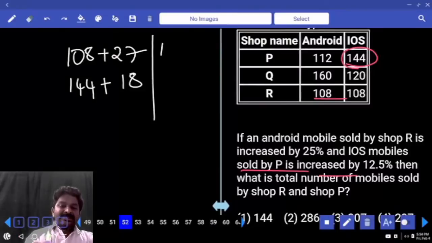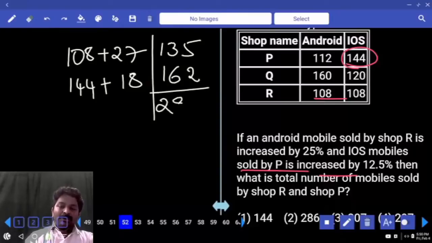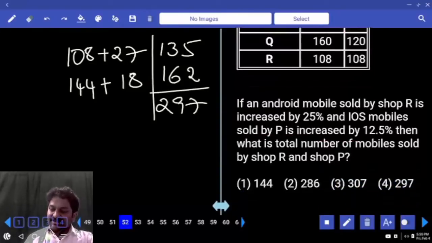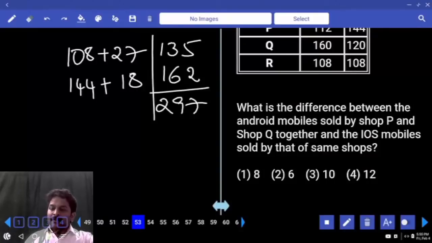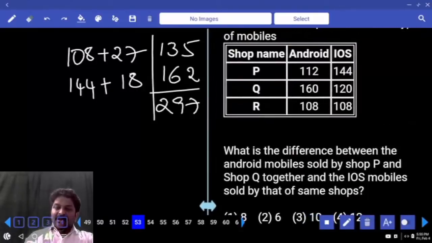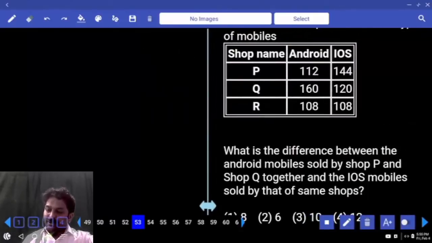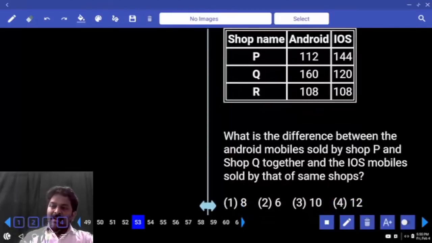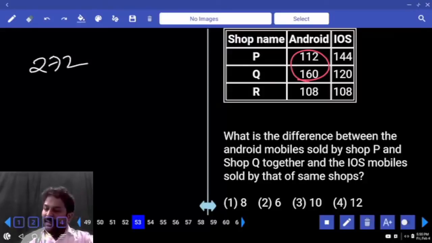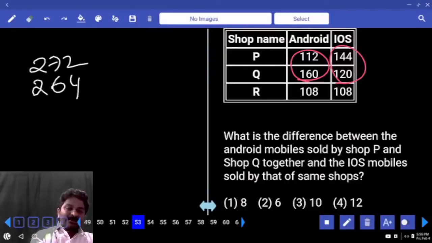Okay, so this one is 135 and this one is 162. Total 297. 297 answer, fourth option. What is the difference between Android mobile phone sold by P and Q together? Android by both P, Q together, 272. iOS sold by the same shops, iOS is 264. Difference between both the numbers, 8.